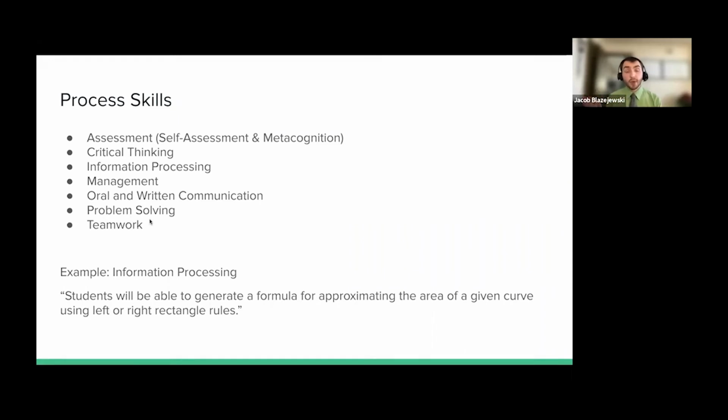So for example, with our approximating integrals activity, our goal would be to target information processing with something like: students will be able to generate a formula for approximating the area of a given curve using left or right rectangle rules, where this might not be the traditional information processing of producing an image.